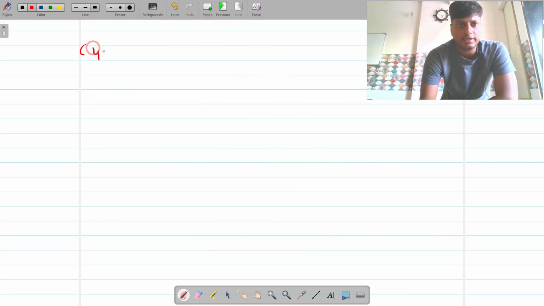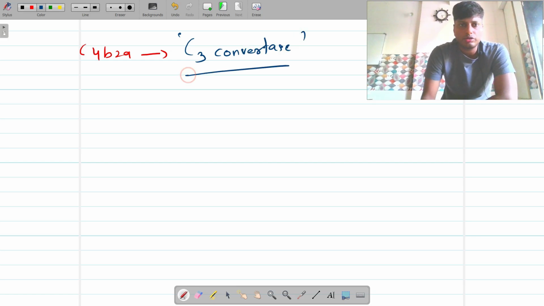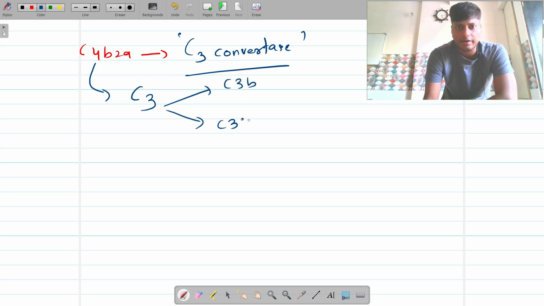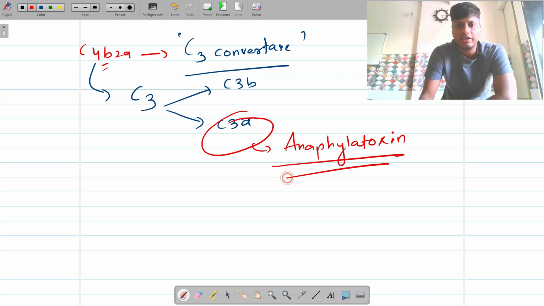Now this particular complex, that is C4b2a, you have to remember, is also called C3 convertase. Now this complex is going to break down C3 into C3b and C3a. Now what we need to know is, same as C4a, even this C3a acts as a good anaphylatoxin. That means it is going to help in causing inflammation.